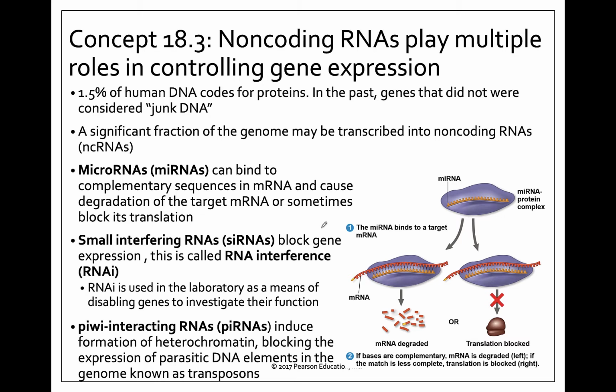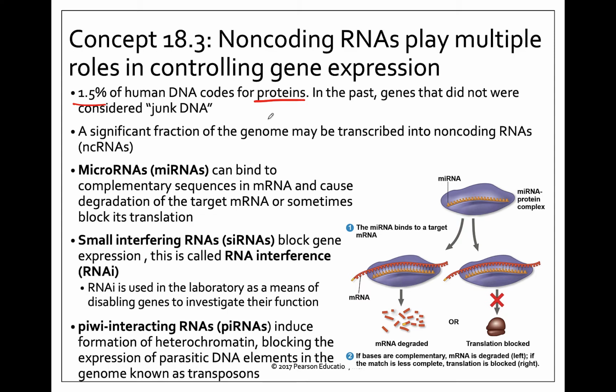Most of the human genome doesn't actually code for proteins. What we figured out is that of all of the genes that we have in our DNA, only about 1.5% of our DNA actually codes for proteins that express functions. In the past, scientists have called the rest of our 98.5% of our DNA junk DNA. However, we know that's not true.